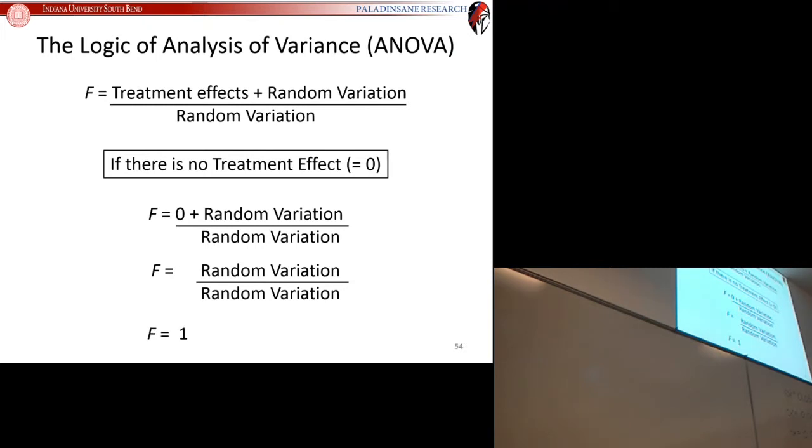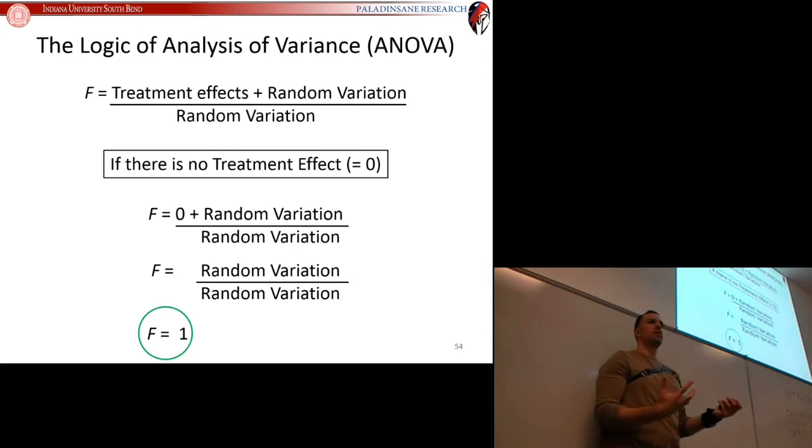So when there is no treatment effect, you will get an F statistic equal to 1 or very close to 1. So the closer to 1 your F statistic is, the more likely that there is no treatment effect, right? Because you end up with random variation divided by random variation, that gives you an F statistic of 1. So that's if there's no treatment effect.